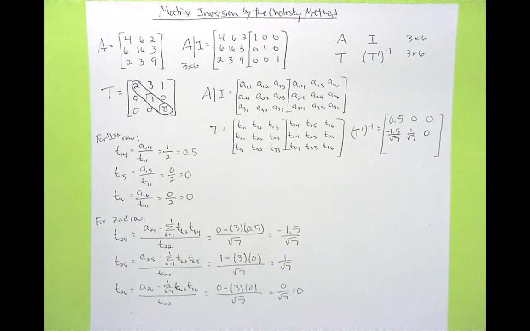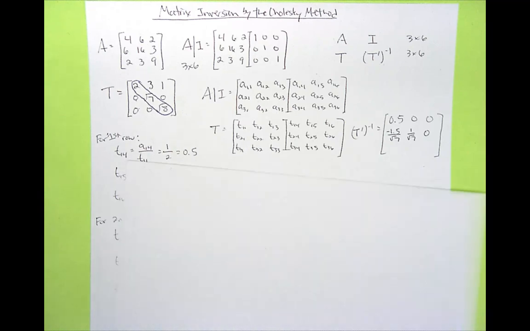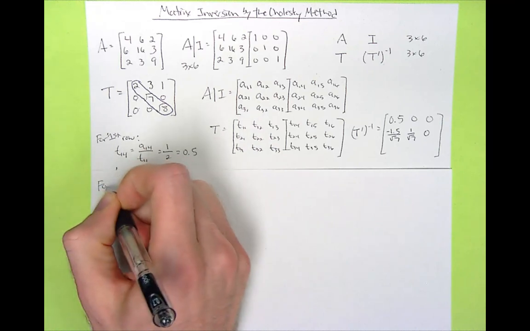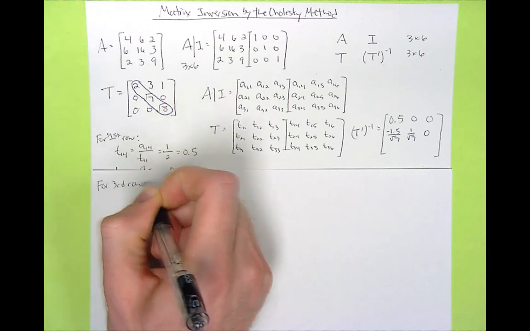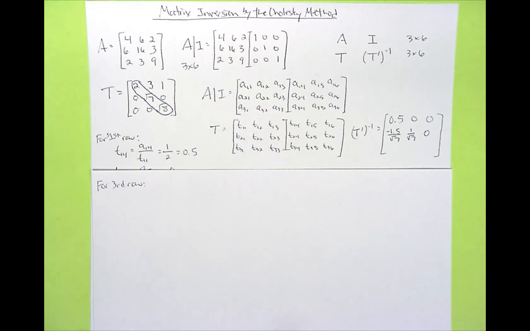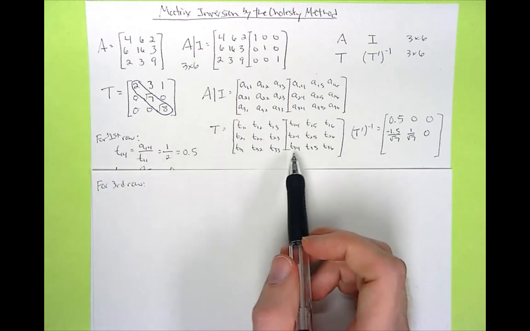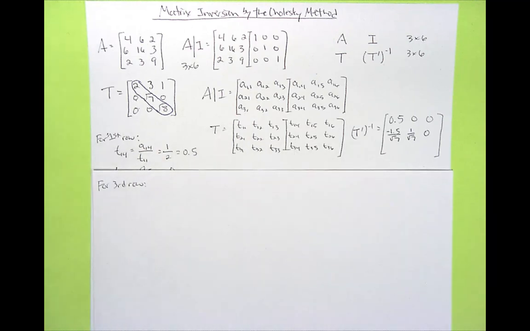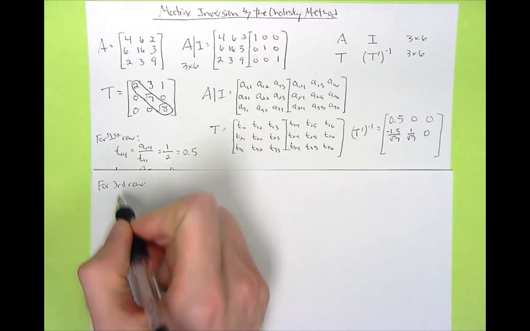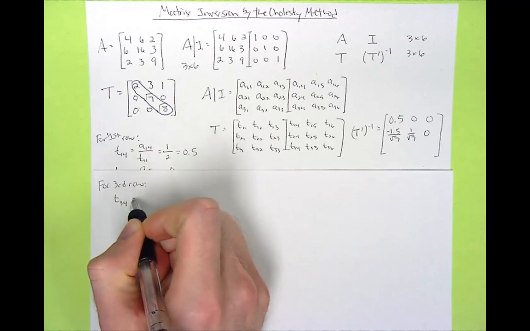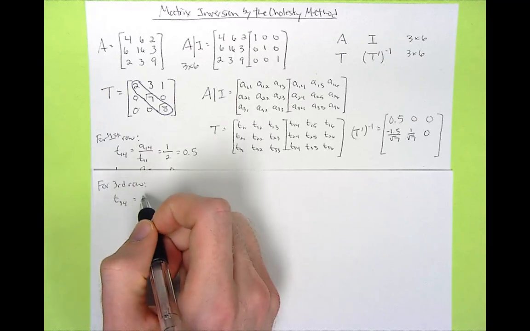Now, because of space and there are things on this paper that I still want you to see, we're going to do the third row on this other sheet. For the third row, we use the same formula, but we apply it to the third row. So we need to find T34, T35, and T36. First we've got T34.